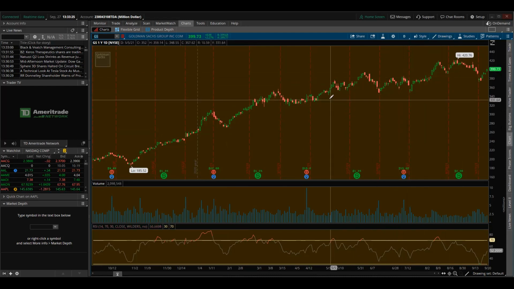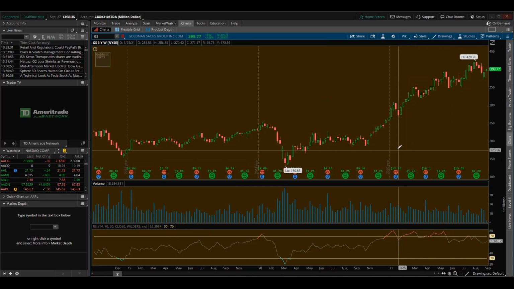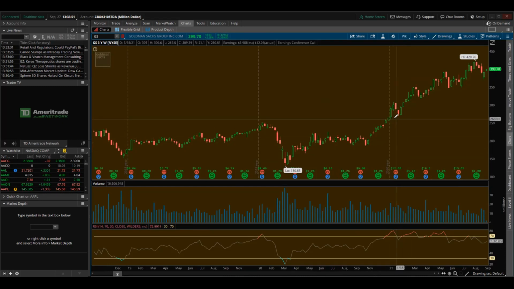So the first thing that you want to do after you've created your watch list, you want to come up here to your weekly time frame. Now, do not fret, because if you do not have Thinkorswim, you can use Yahoo Finance. It is a wonderful resource, and you can go on there and draw support and resistance lines on a Yahoo Finance chart as well, and they will actually hold on Yahoo Finance.